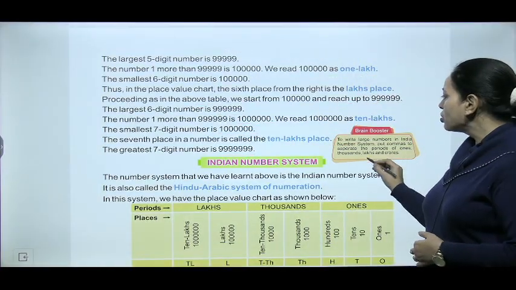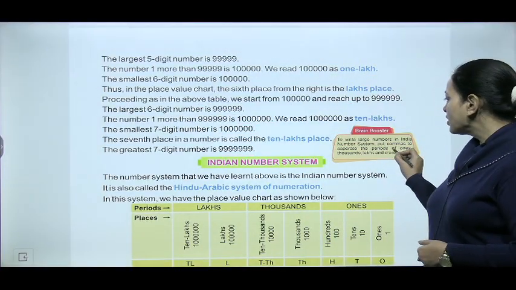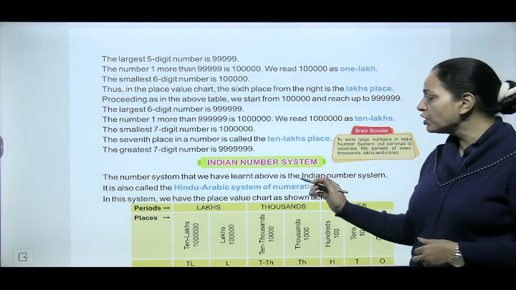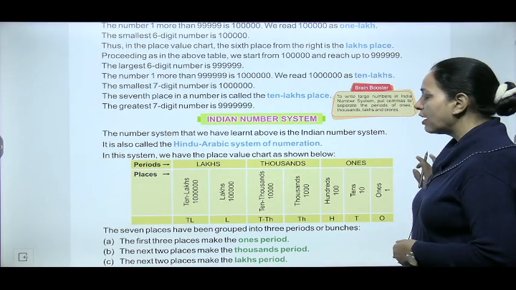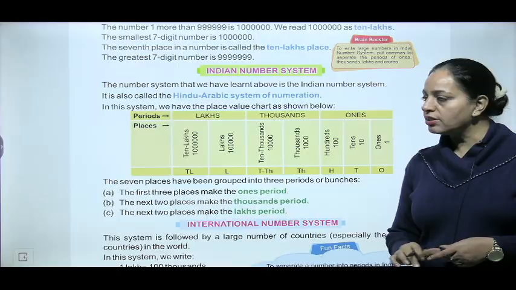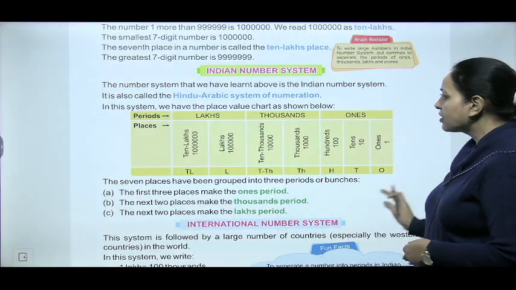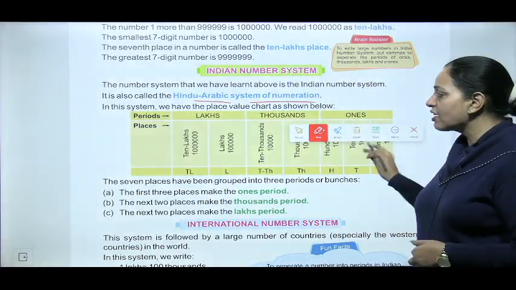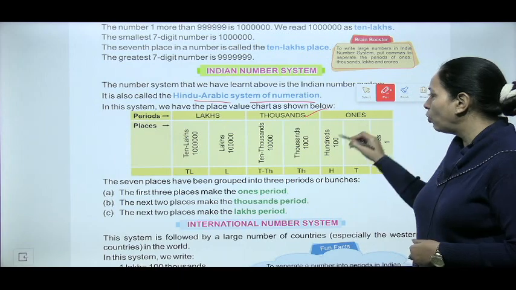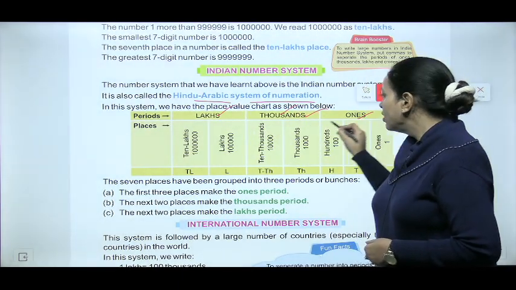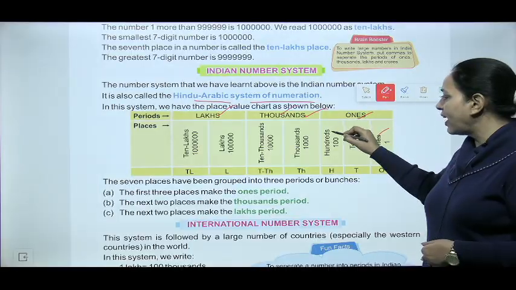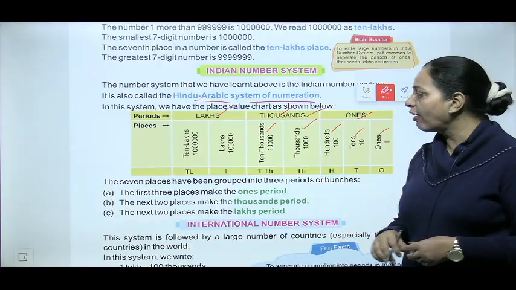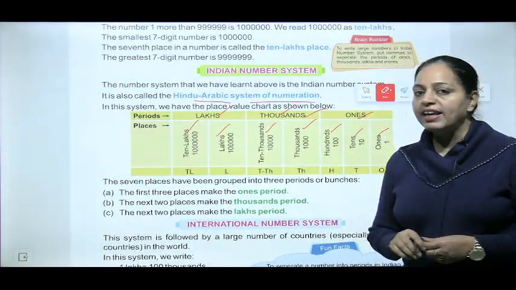Okay. Now brain booster, to write large numbers in Indian number system, put commas to separate the periods of ones, thousands, lakhs and crores. So first we are talking about the Indian number system. The number system that we have learnt above is the Indian number system. It is also called the Hindu-Arabic system of numeration. In this system, we have the place value chart as shown below: ones, thousands, lakh. So under ones we have ones, tens and hundreds. Then under thousand we have thousand, 10,000, and under lakh we have lakh and 10 lakh.